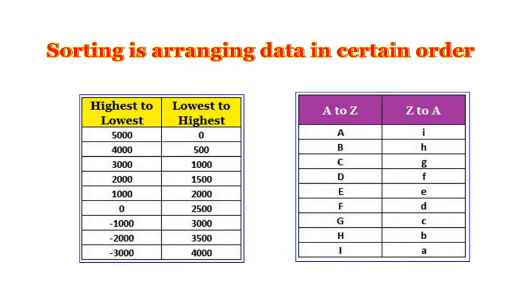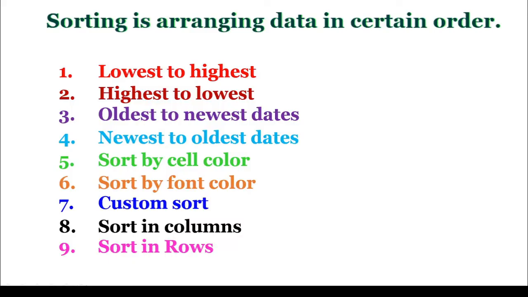Sorting is arranging data in a certain order. Data can be arranged in any order. It can be high to low, it can be low to high. In this tutorial, we will learn how to sort the data in Excel.